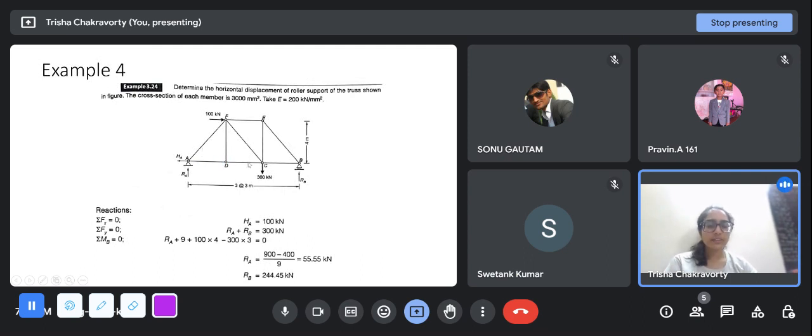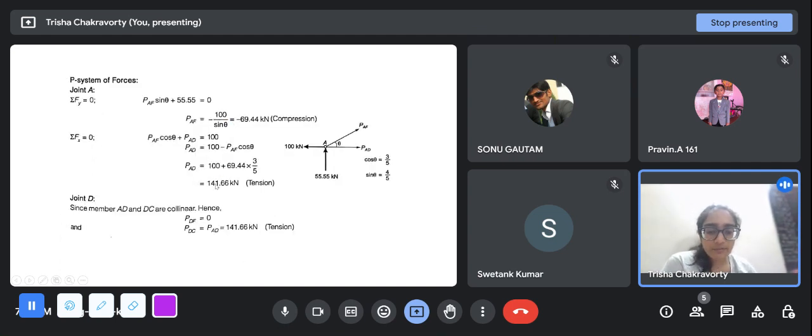has to be equal to the force in DC, because we have to conserve the forces in the x direction, and there is no member in the y direction. This is a zero force member. So if AD was 141.66 kilonewton in tension, this will also be tension. If this is plus, this will also be plus.